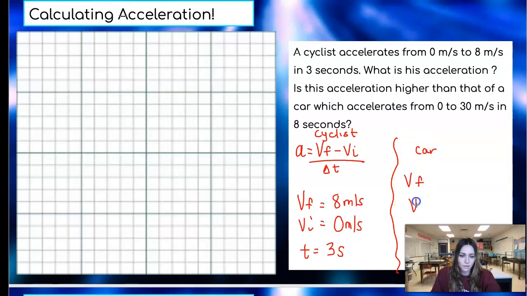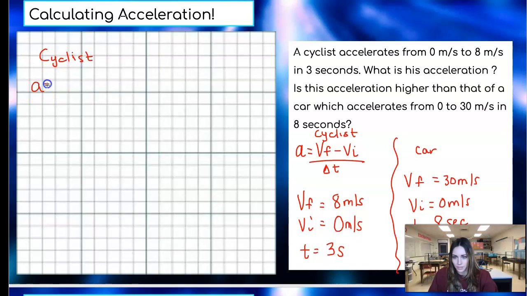VF of the car, VI of the car, and T of the car. Here this tells me that the car is accelerating from, again, 0 meters per second to 30 meters per second. Also, we're told that it takes 8 seconds. Now we're ready to simply, again, plug in and chug and solve for some values here. So let's start with the cyclist. Go ahead and just label it the same way over here.